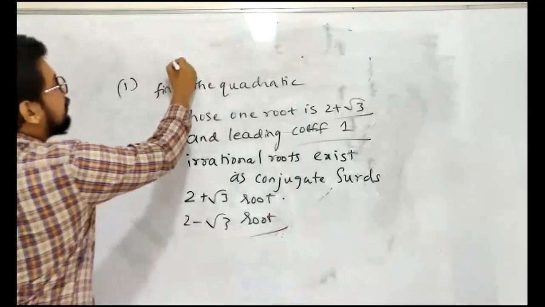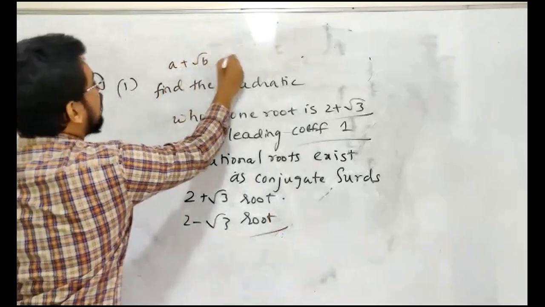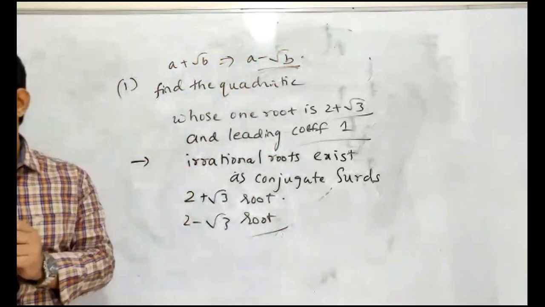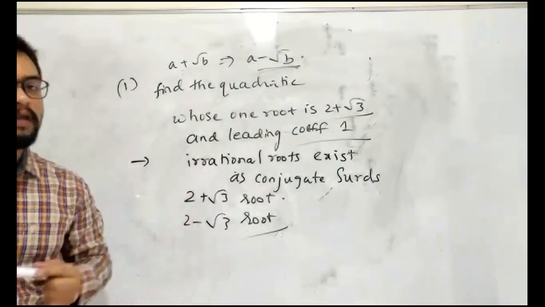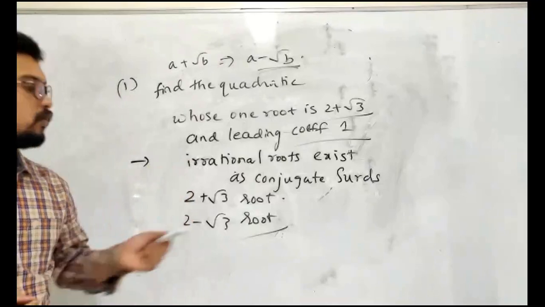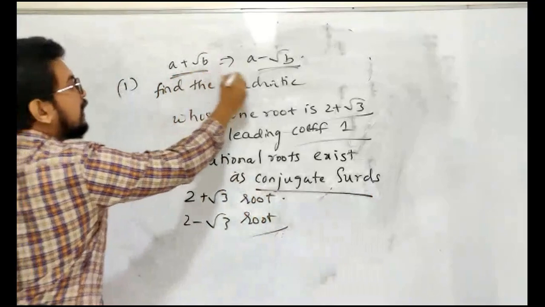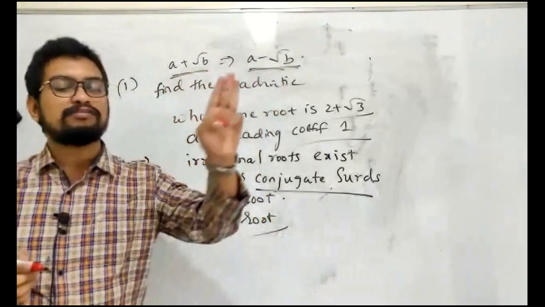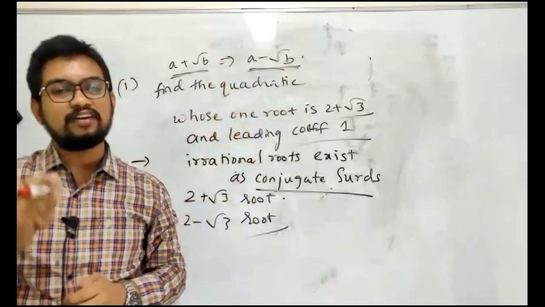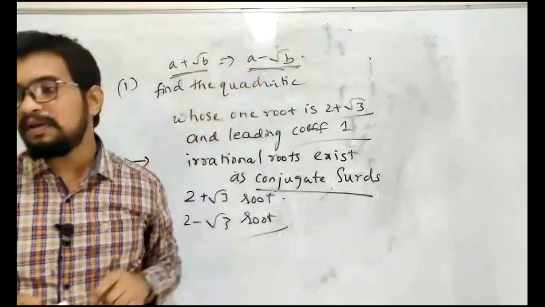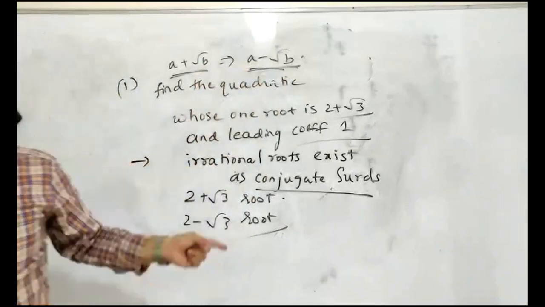It means that if a plus root b is a root, then a minus root b will also be a root, because they exist as conjugate surds. So a plus root b and a minus root b. In 9th standard you might have studied surds as a topic. A plus root b and a minus root b will be conjugate surds. They exist as conjugate surds.